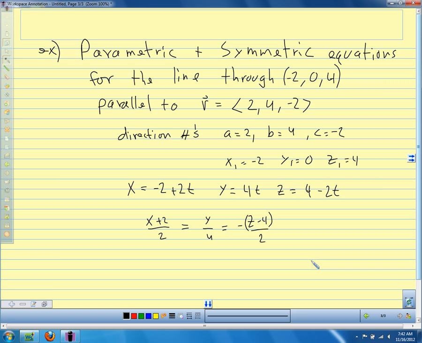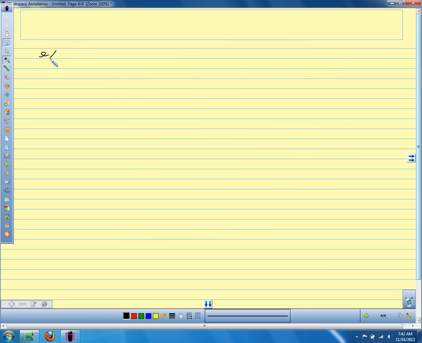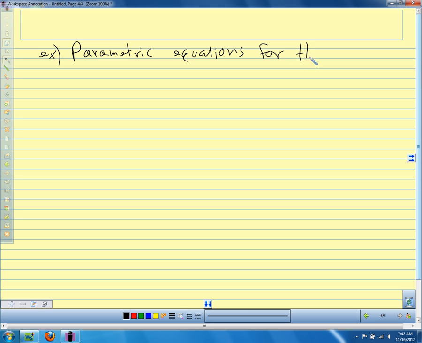All right, let's look at one that takes a little more work. So we want the parametric equations for the line through P, which is the point with the coordinates shown, and Q, which is the point 1, -1, 4.